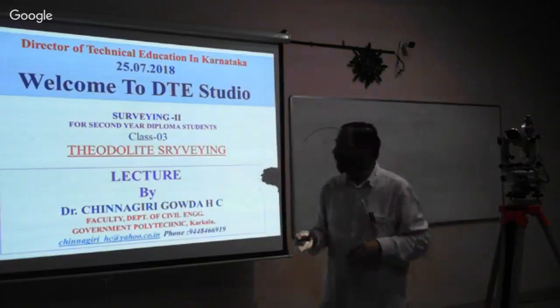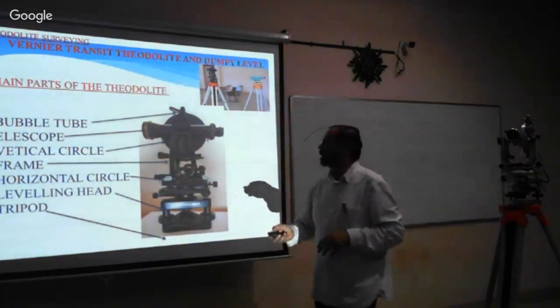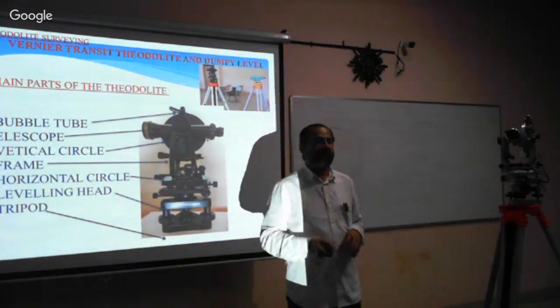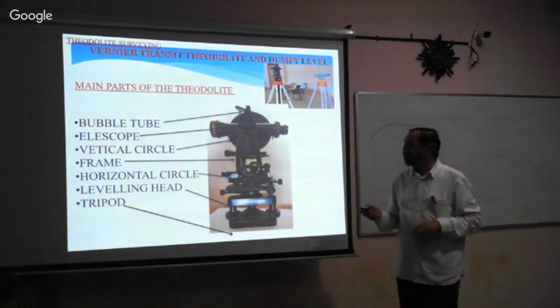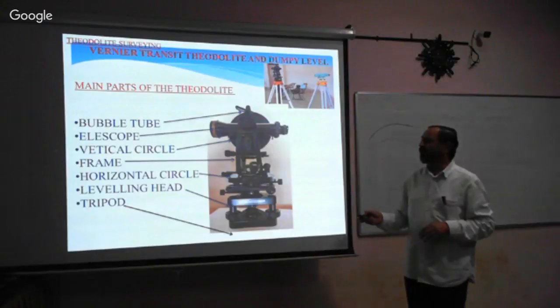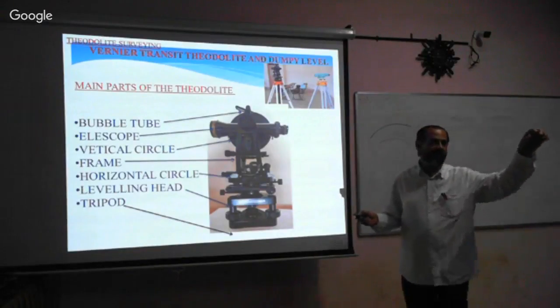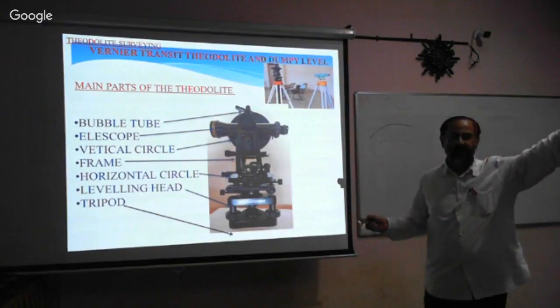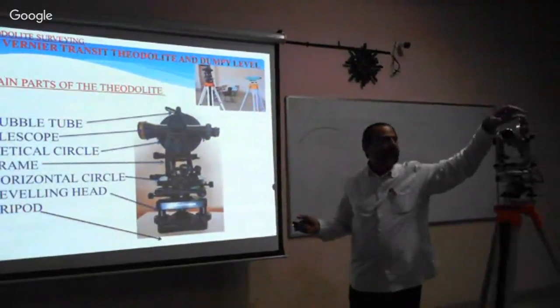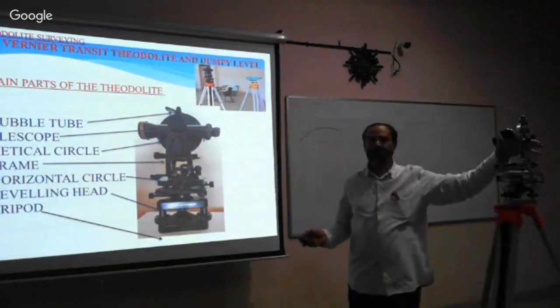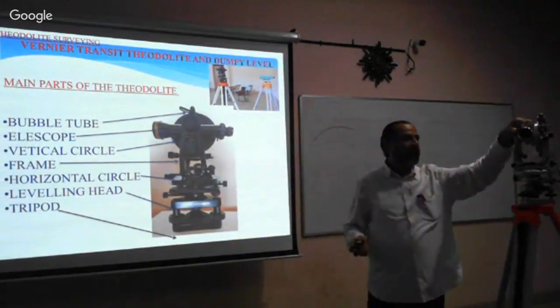Now let us proceed with the theodolite. Already we have discussed the theodolite consisting of the bubble tube. You can see the bubble tube here. Now this is the bubble tube, and this is the telescope.